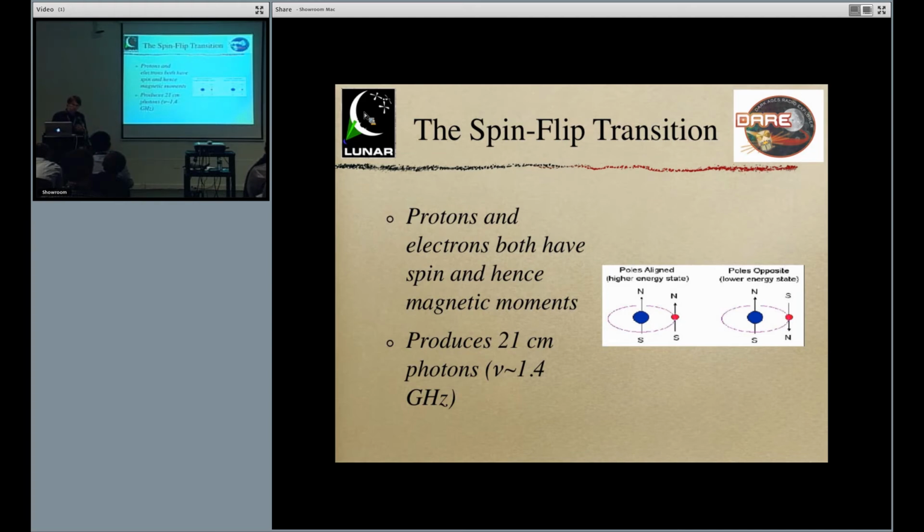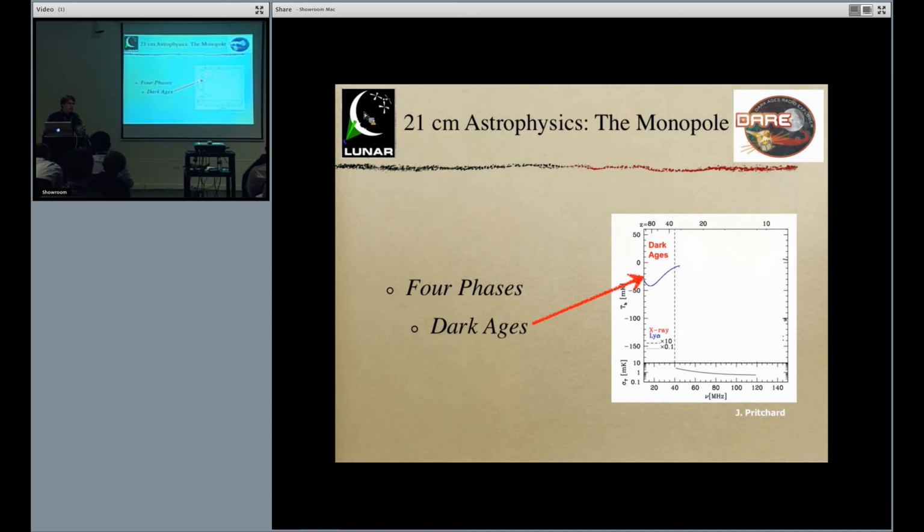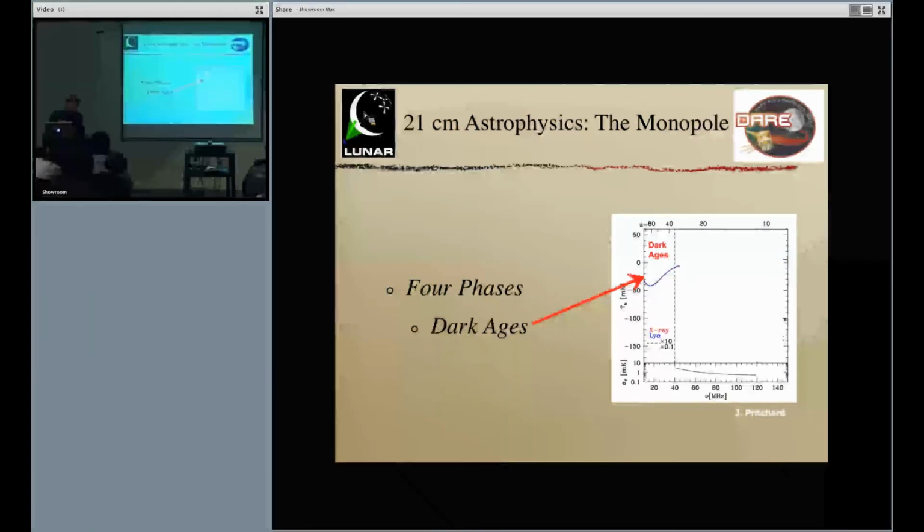So what DARE is going to be doing is taking a spectrum of the sky in this transition and seeing basically each observed frequency or wavelength is going to correspond to a different time, and so we're going to be mapping out this entire history of the cosmic dark ages and this cosmic dawn that ends them.